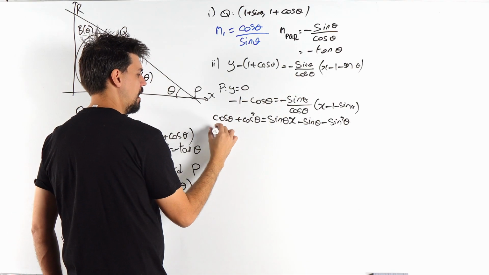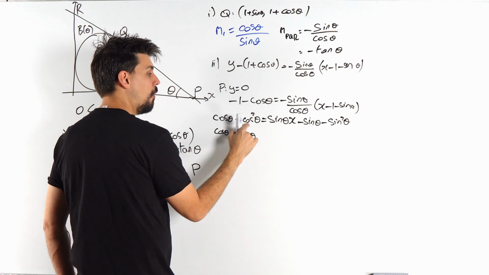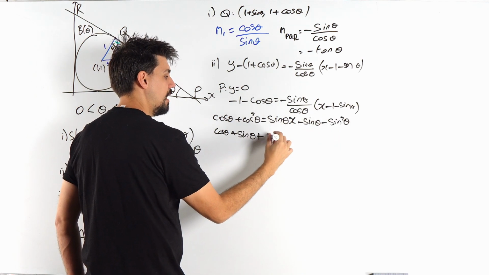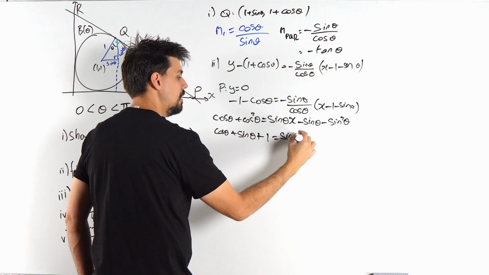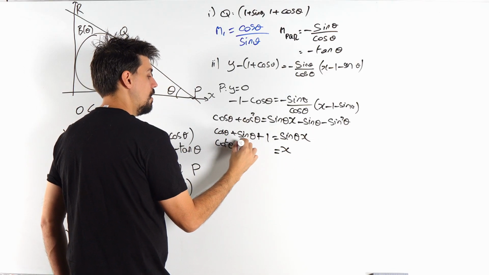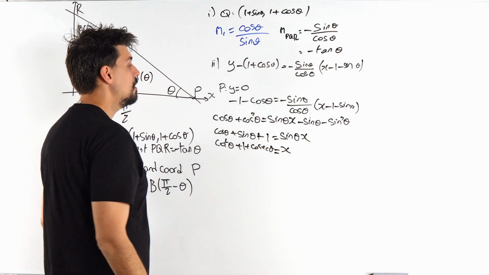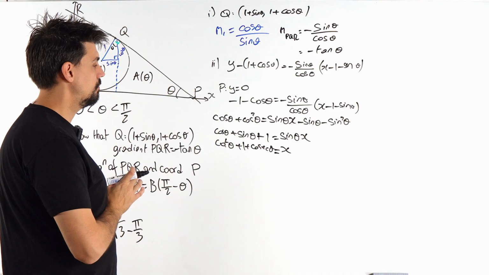We'll bring it all together and we end up with cos theta plus sine theta. Now I get a cos squared plus sine squared to get plus 1 equals sine theta x. So we end up with x is cot theta plus 1 plus cosec theta. Nice.